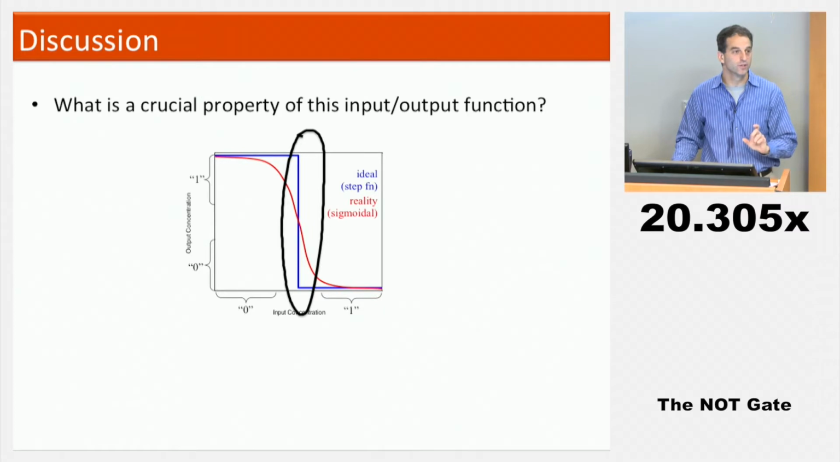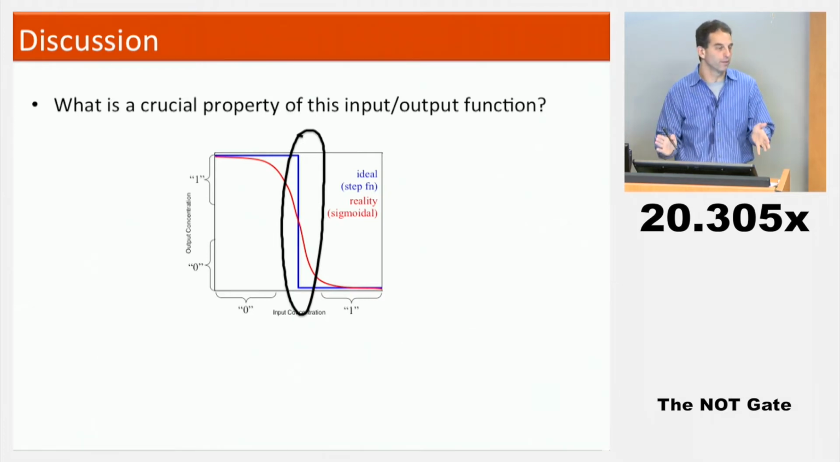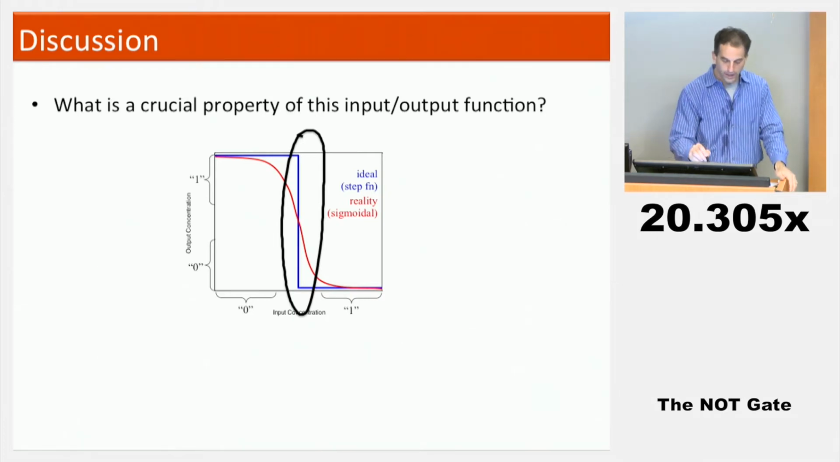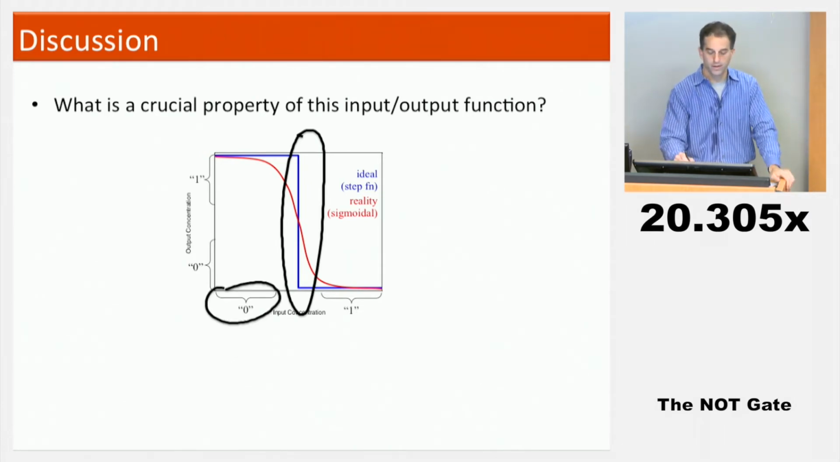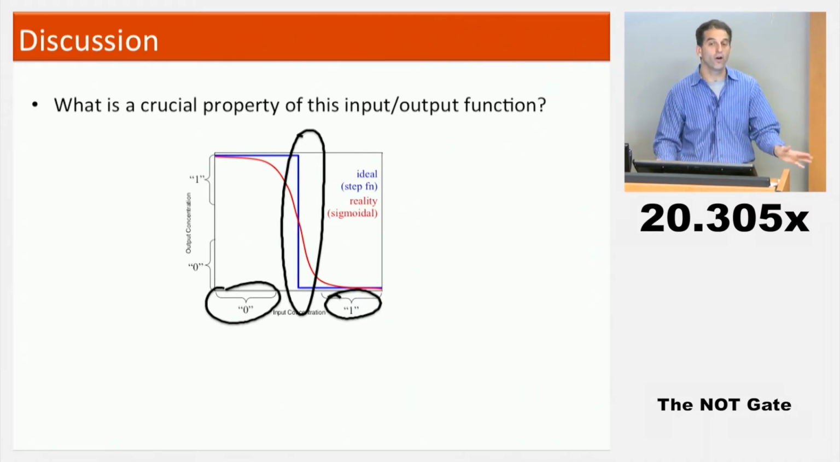Okay? So a contract would be as long as you're playing by the rules, as long as the signal you give to this device is within the range that is specified by the device, it's going to give you the right behavior. Right? So as long as the range of input that you give it is here, it's going to give you a better representation of 1. As long as you give it the right input here, it's going to give you a better representation of 0. And that's actually all that it needs to provide.